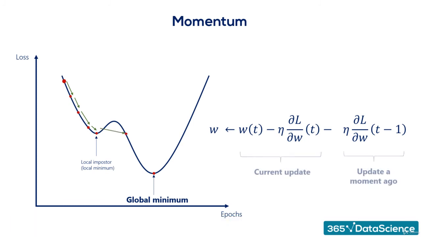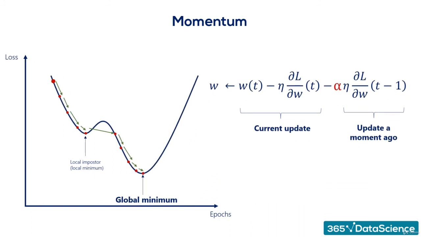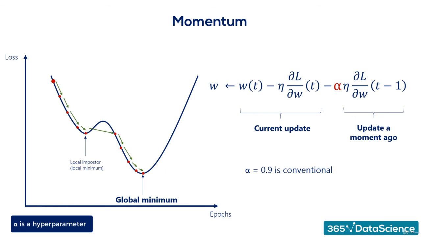We add the previous update step to the formula. We want to multiply it by some coefficient, otherwise we would assign the same importance to the current update and the previous one. Usually, we use an alpha of 0.9 to adjust the previous update. Alpha is a hyperparameter, and we can play around with it for better results. 0.9 is the conventional rule of thumb, and this is what I also use.